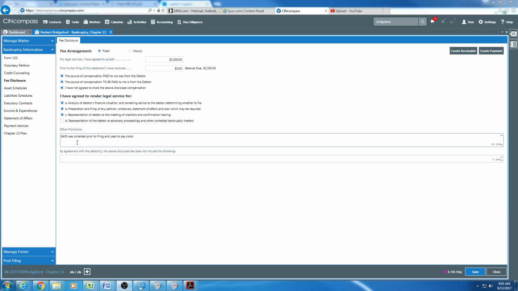Okay, and if we collect that money prior to filing, we have to inform the bankruptcy court here. This is how much money we collected and used to pay for costs. That's the language that goes here. And these are our fees.